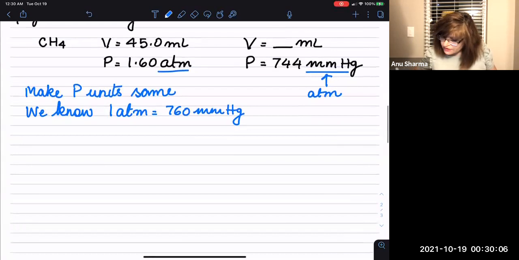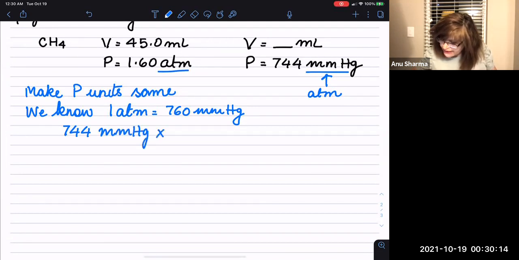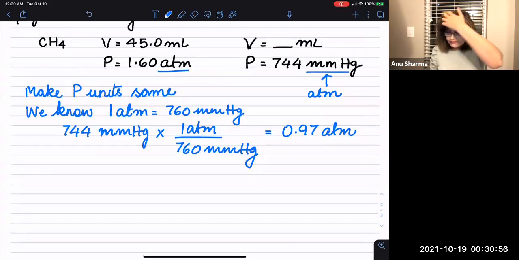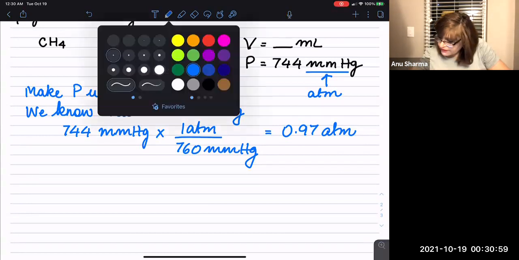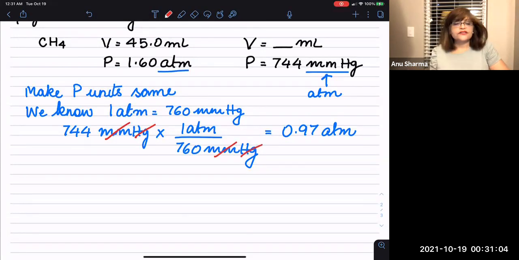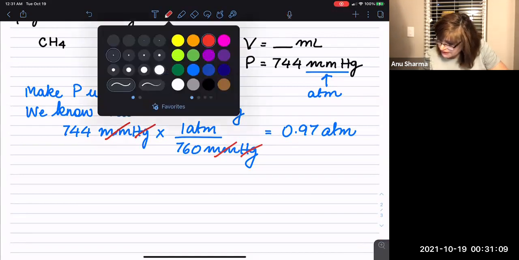How do you do that? 744 millimeters of mercury times 1 atm over 760 millimeters of mercury. When we do this calculation, 744 divided by 760, the millimeters of mercury cancel out, and we get 0.97 atm.